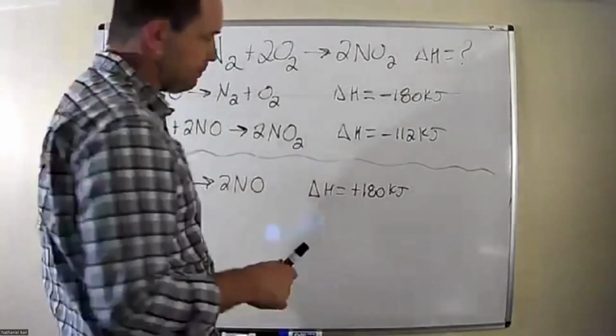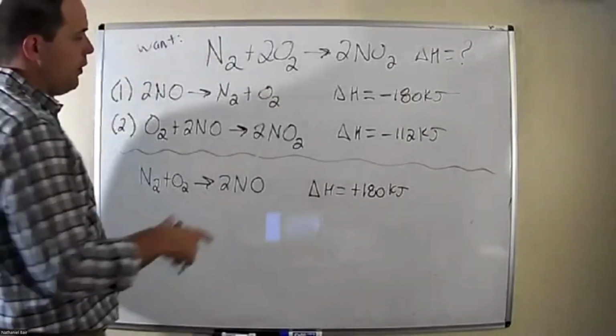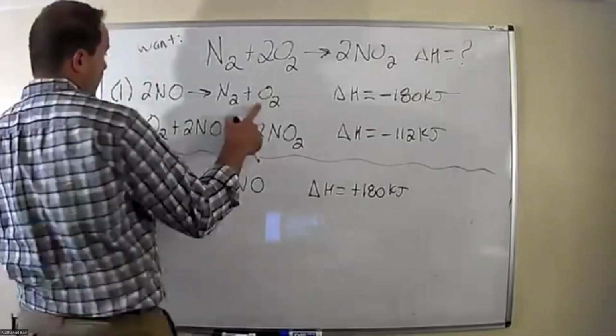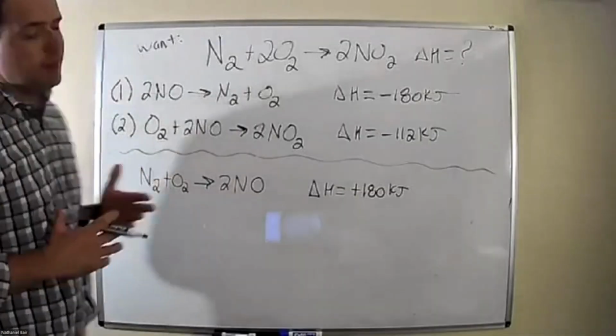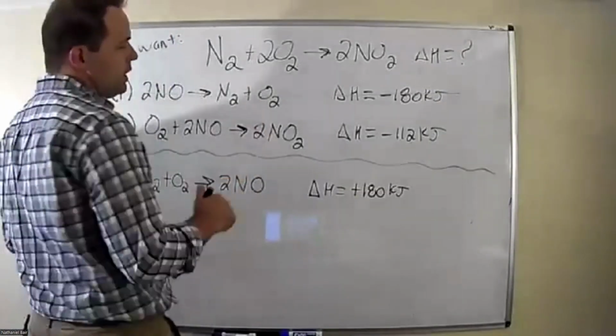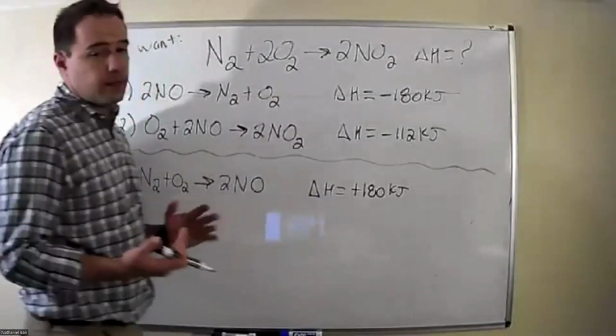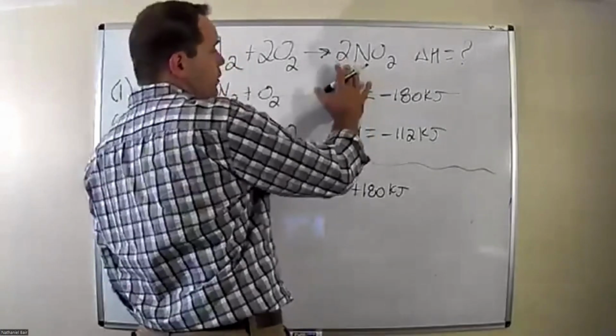That reaction is done. Next up is O2. But here's the problem. O2 is in more than one reaction. So whenever something is in more than one of the given reactions, I suggest you skip it. Now, this one would be kind of easy to figure out, but I would suggest you skip it and move on. And it's going to work out in the end. It always works out in the end. Don't worry.